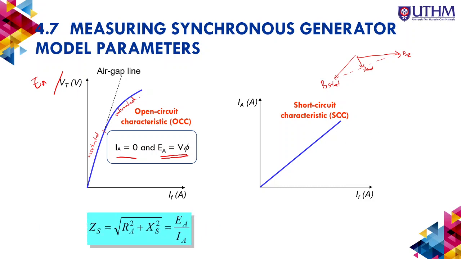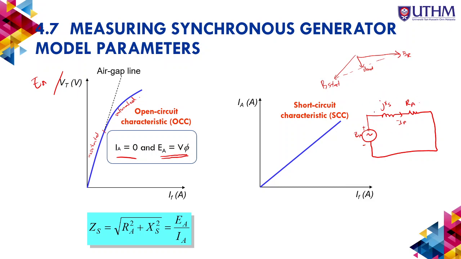So still remember the equivalent circuit. So like this, and then this one RA, short circuit. So this is EA, this is JXS, and this is RA. Okay, current flow like this. This is IA. Okay, so the total impedance is Z.